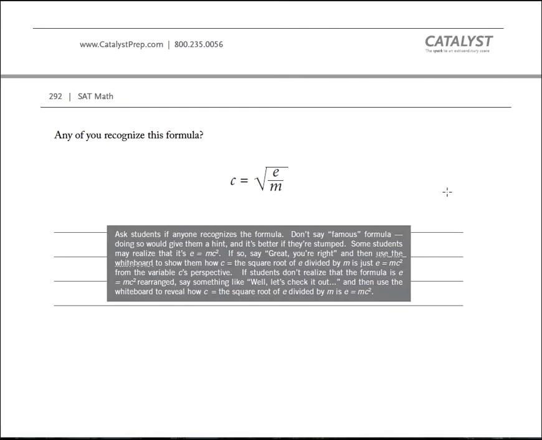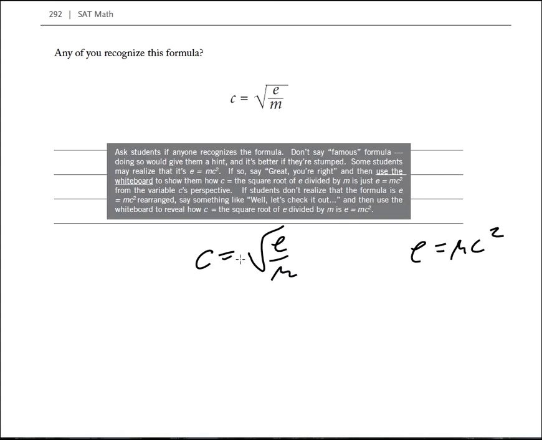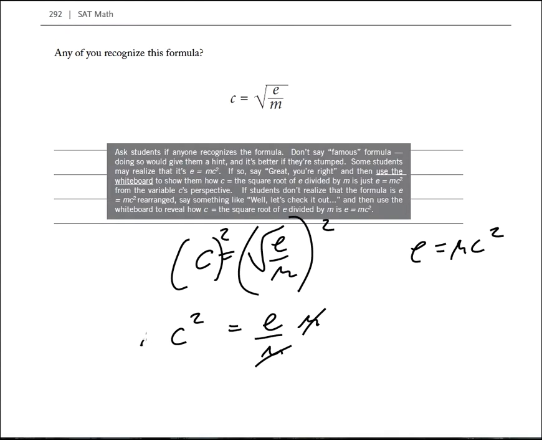So really what we're doing here with students is we're seeing if they can recognize that C equals the square root of E over M is just E equals MC squared rearranged. How can we get that? Well, we can square both sides, right? So now this becomes C squared equals E over M. We can multiply both sides by M, and we get E equals MC squared.